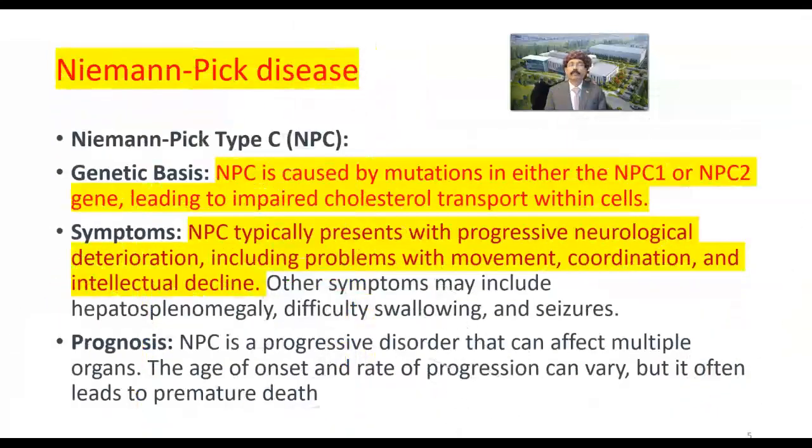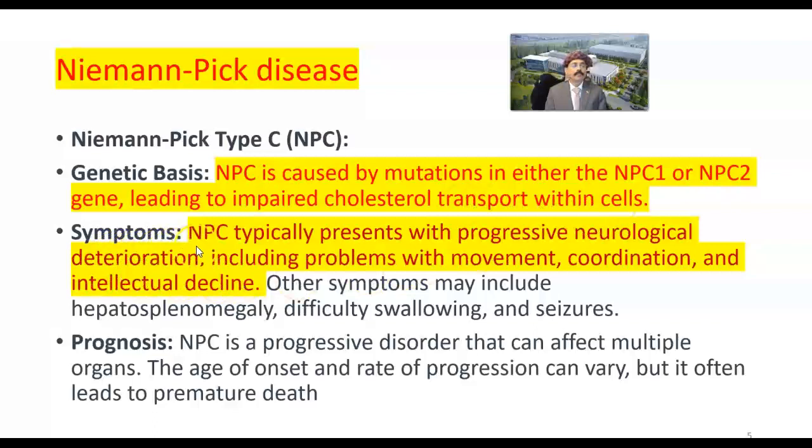We have another one that is called Niemann-Pick disease type C. The genetic basis is different from type A and type B. NPC, or Niemann-Pick disease type C, is caused by mutation in either the NPC1 or NPC2 gene, leading to impaired cholesterol transport within the cell.